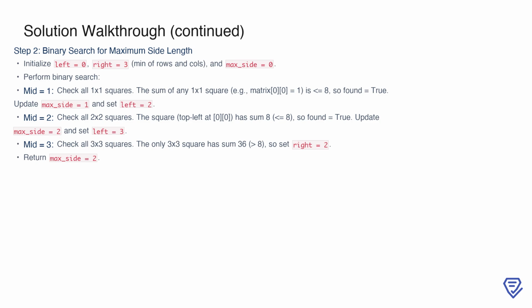For mid equals 2, we examine all 2 by 2 squares. The top left 2 by 2 square, for instance, has a sum of 8, which is valid, so we update max_side to 2 and adjust left to 3. However, for mid equals 3, the only 3 by 3 square exceeds the threshold with a sum of 36, so we decrease right to 2. The binary search concludes with a maximum side length of 2.